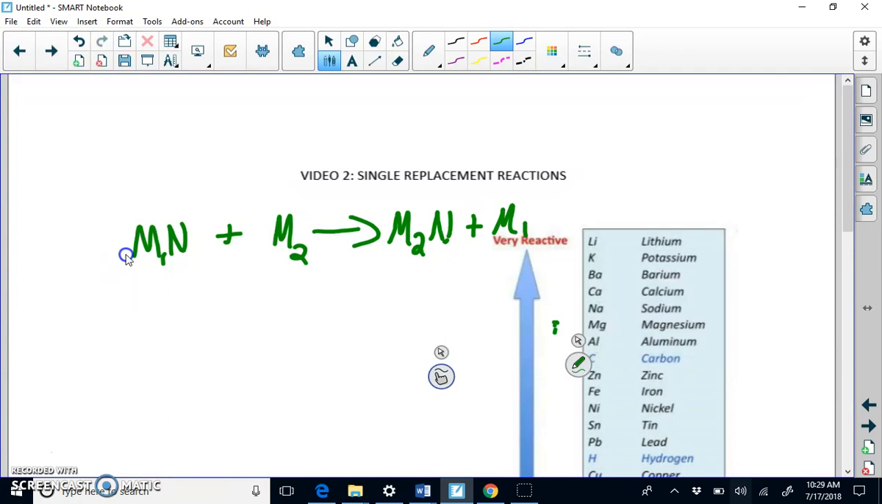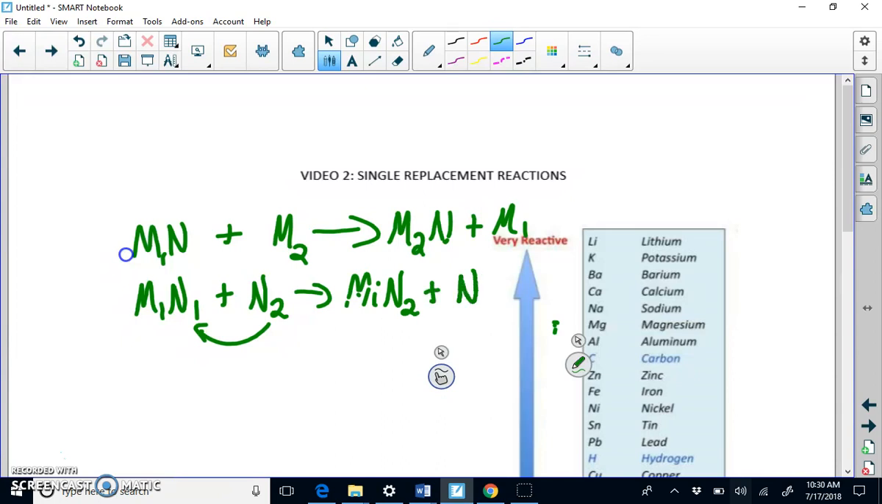itself. Now you could also do it this way, where you have the same thing, metal 1, now non-metal 1, and then non-metal 2. In this case, the non-metal is going to kick out the other non-metal. So metal 1 would now be with non-metal 2, and non-metal 1 would be all by itself.